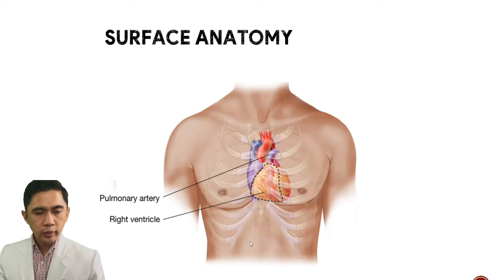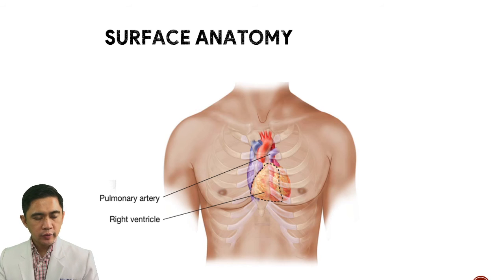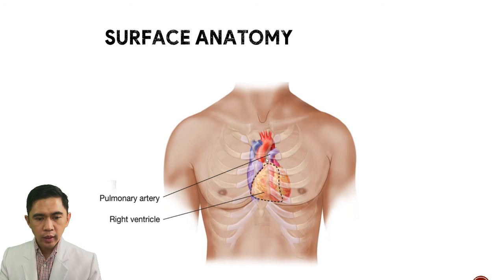So let's go now to the surface anatomy of the heart. This is from the Bates Guide to Physical Examination. So again, the heart is a little bit skewed to the left, and so the sternal surface is composed mainly of the right ventricle.